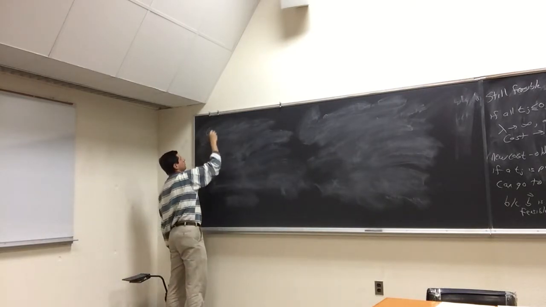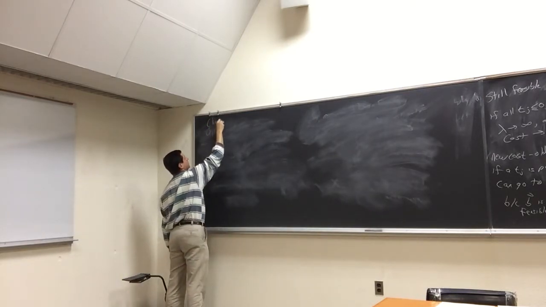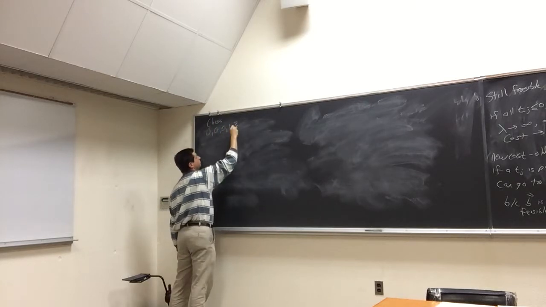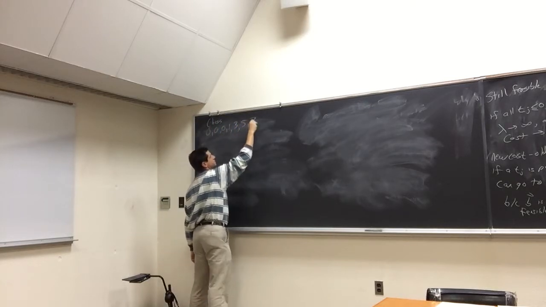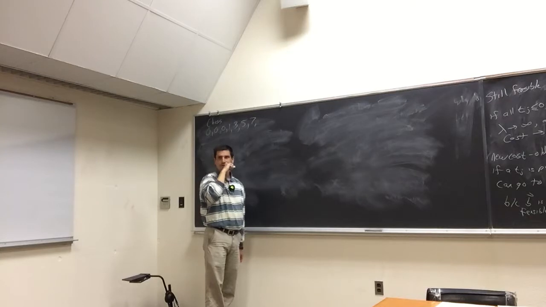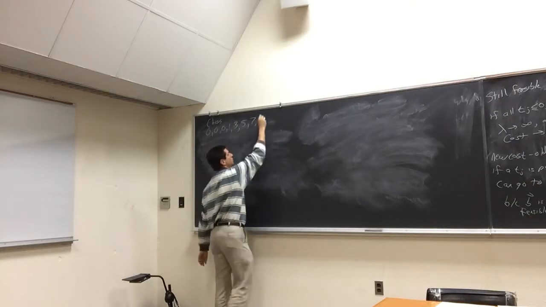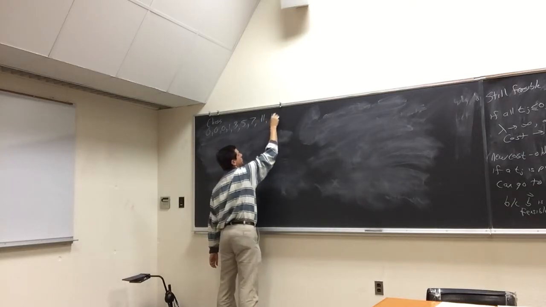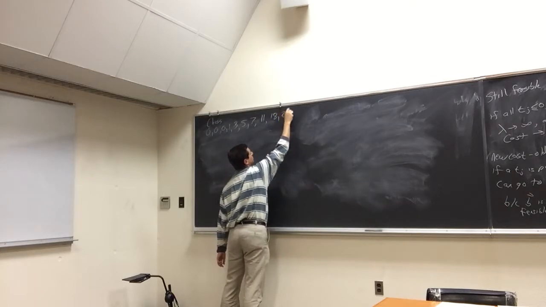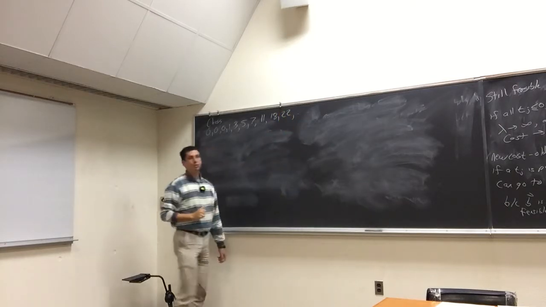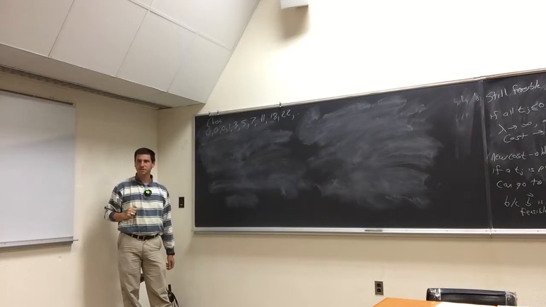So for the chess problem, it was 0, 0, 0, 1, 3, 5, 7. What was after 7? Was it 11? Yeah. 22? 18, then 22? And so we want to know what the terms in the sequence are.